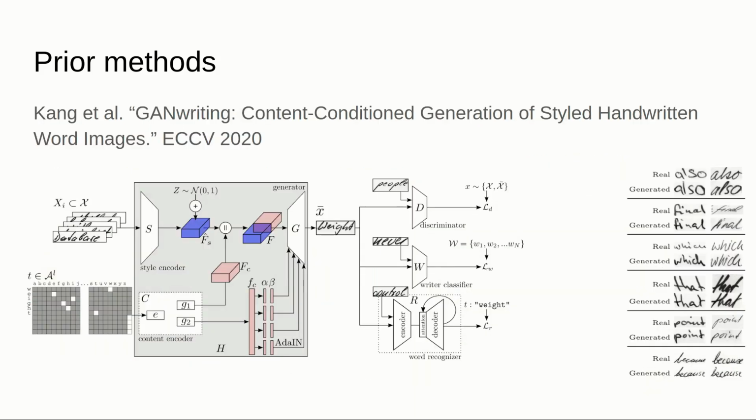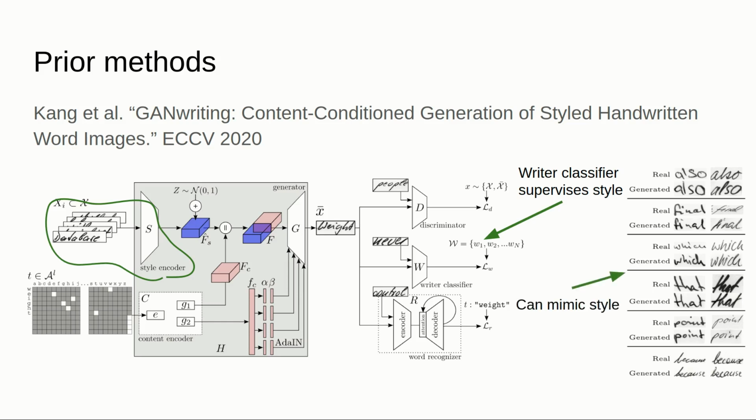Kang et al. just presented GANwriting at ECCV a couple weeks ago. They achieved greater style control by extracting style from example images by the same author. The style is supervised by another network, a writer classifier. The style encoder and generator must replicate the style of the example images to elicit a high activation of that author's class. This addition allows them to mimic style in example images with some success.